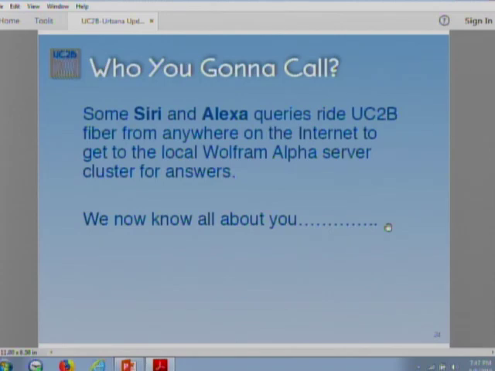Any of you use Siri or Alexa? A lot of times when you ask Siri or Alexa questions, you're talking to UCTV Fiber, because Wolfram Research is providing the answers to those questions, and they're connected to the world over UCTV Fiber. A little known fact.